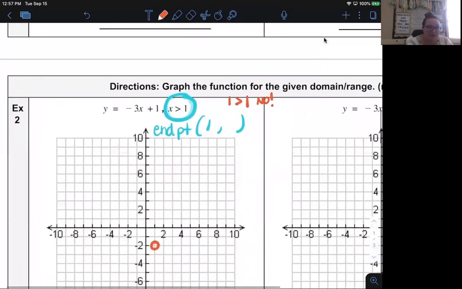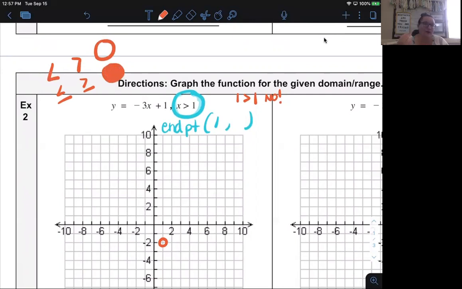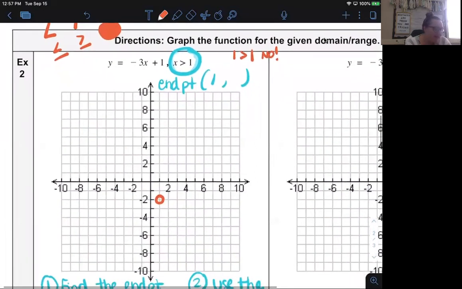Right off the bat, I'm just going to remind us that less than and greater than always get an open circle, and less than or equal to, greater than or equal to, always get a closed circle. We reviewed that when we talked about inequalities and graphing them on number lines, I think in the second week of school. That's just a little reminder. All right, so we've graphed that endpoint.